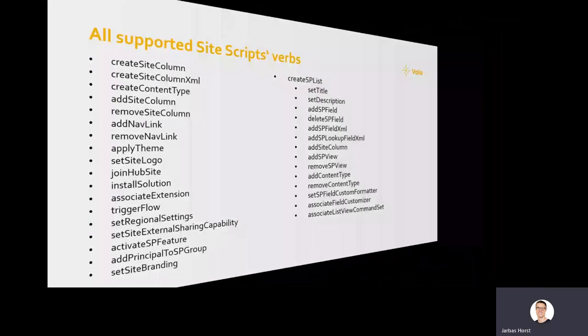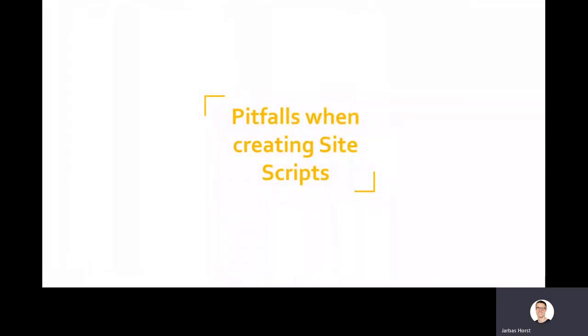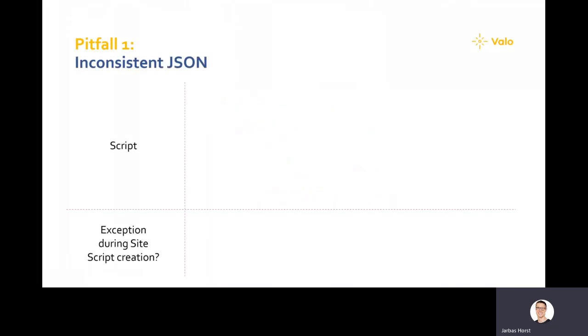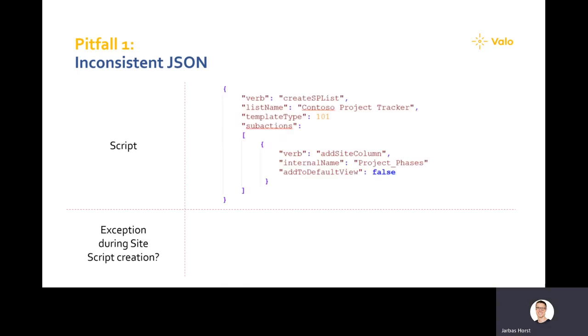All right. So in the next slides, I will show you pitfalls that you might have when creating site scripts. And the first pitfall is a very simple one. So this is the script that I have. And I have been using Notepad++ to create this script. Well, basically, I want to create the Contoso project track list, and I want to add a column to this list. But something is wrong here.